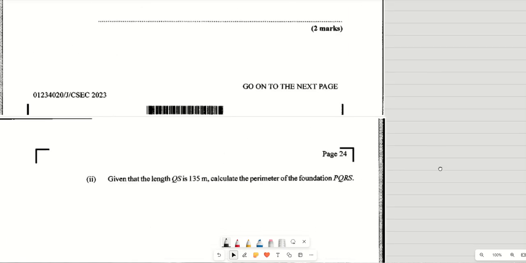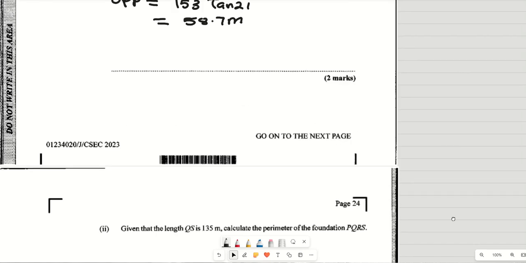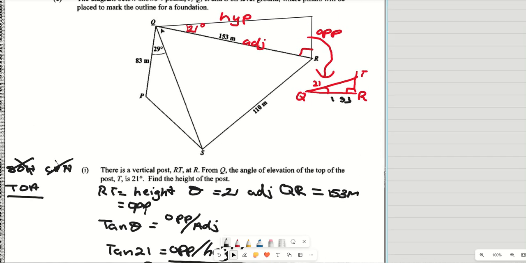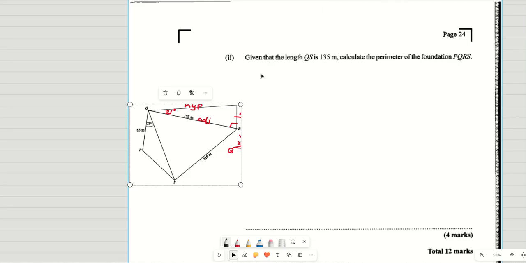Part 2: given that the length of QS, that's this length here. I just brought the image here so that we can see. They said QS is 135 meters. Calculate the perimeter of the foundation PQRS.